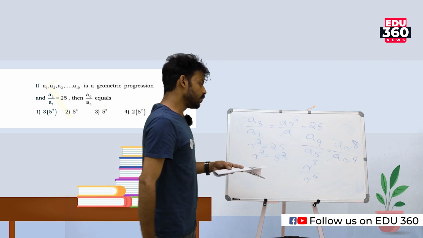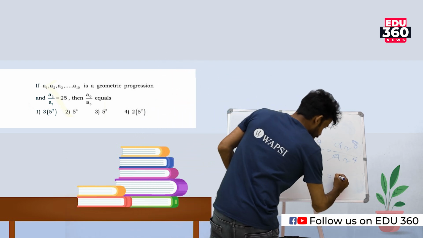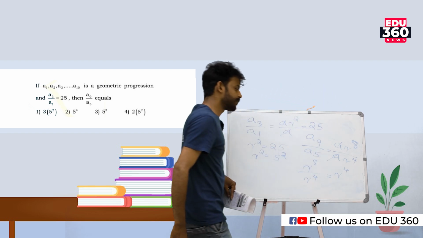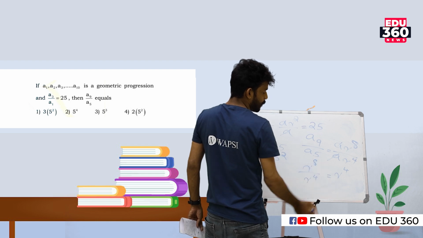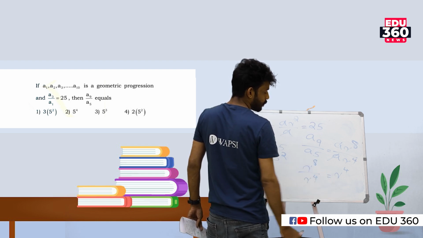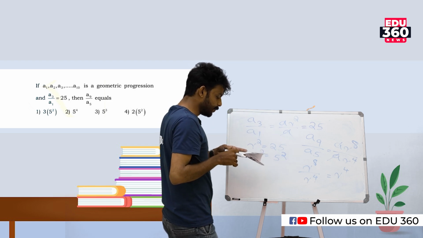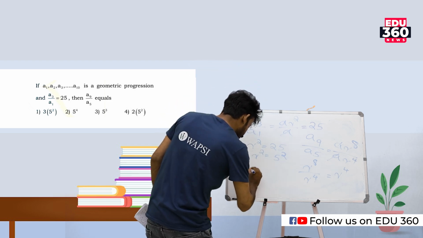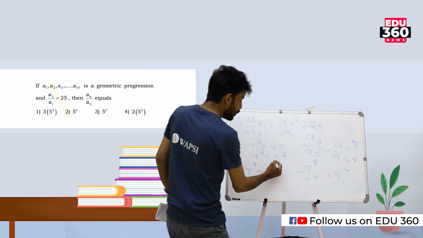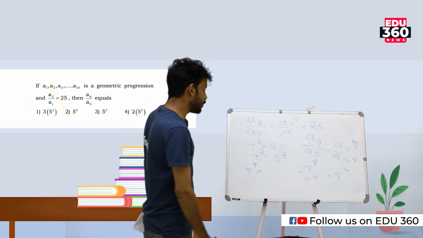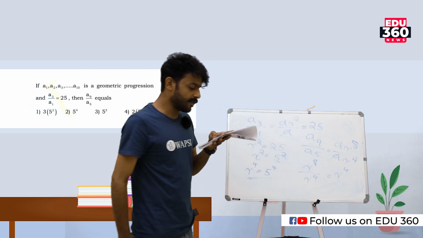So in the next step, r raised to 8 divided by r raised to 4 is equal to r raised to 4. Because here, look at the exponent terms, 8 and 4. Since from here we got r is equal to 5, r raised to 4 is equal to 5 raised to 4. 5 raised to 4 is the answer.